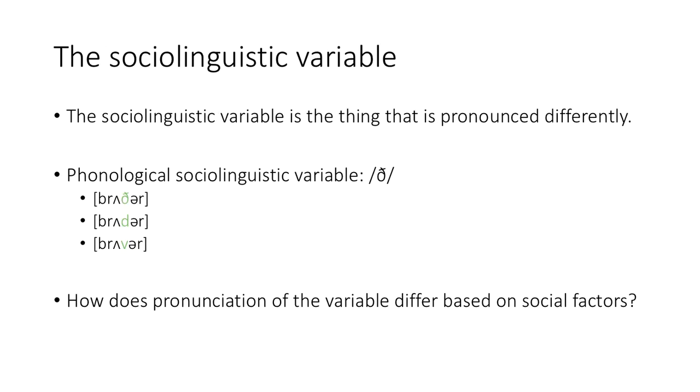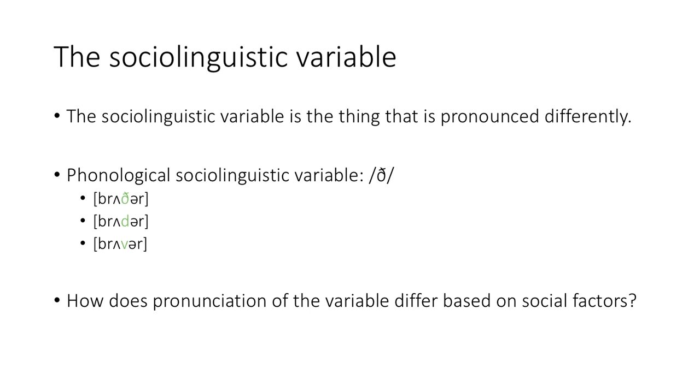But before we do, I want to introduce the concept of the sociolinguistic variable. So a variable, just like in math, is a thing that can have multiple values, right? So in sociolinguistics, it's going to be the thing that can be pronounced differently. So, for instance, we can take the phonological sociolinguistic variable of the voiced interdental fricative, /ð/. And so that's, again, so we have our slanted brackets here. This is a phoneme, right? This is an abstract category, but this can be pronounced differently.